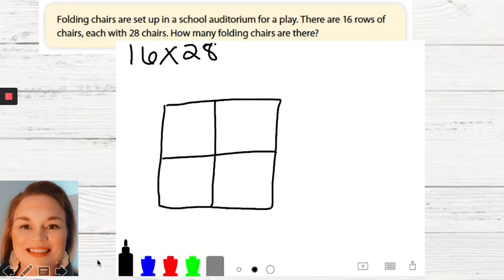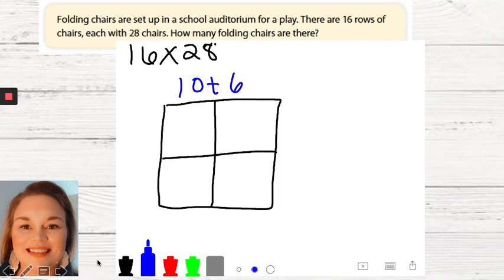For this problem, 16 times 28, I'm going to continue demonstrating the area model. You may use the partial product strategy if you'd like. Most students tend to use this method as it becomes their favorite the more they work it out. So, first thing I'm going to do is expand 16 by 10 plus 6.